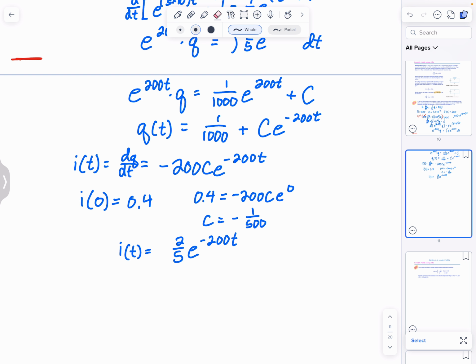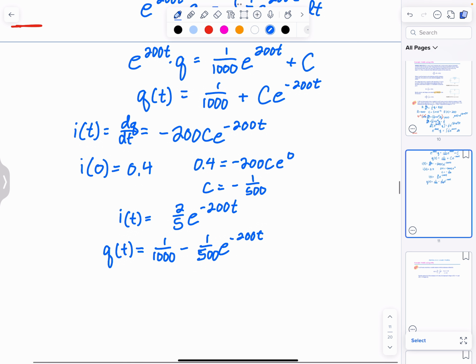Right? So we have that. Now I know what c is. Right? C is that negative 1/500th. So I can also grab me the q function. I have both now. Q is going to be 1/1000th minus 1/500th e to the negative 200t. So we used I, since they gave me an I condition, I used the I condition, knowing it was the derivative of q to find c, and then I just replaced it. All right, so I have q of t now.